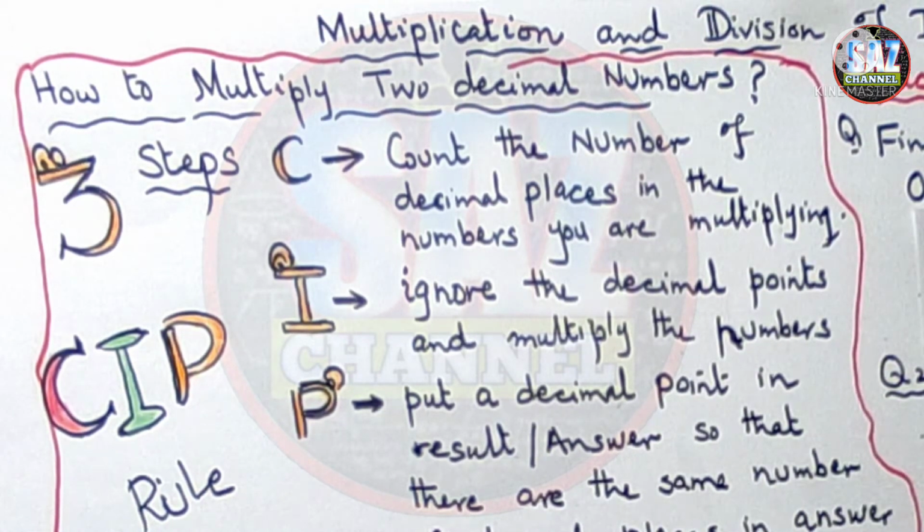Let's first learn how to multiply 2 decimal numbers in 3 easy steps, and we can memorize this concept easily by the CIP rule. And what is the CIP rule? Let's see one by one what CIP means.